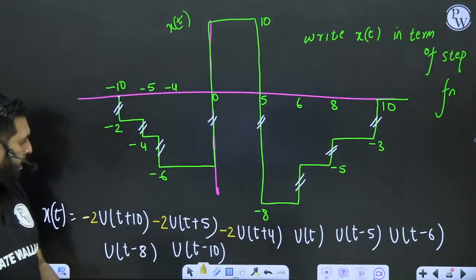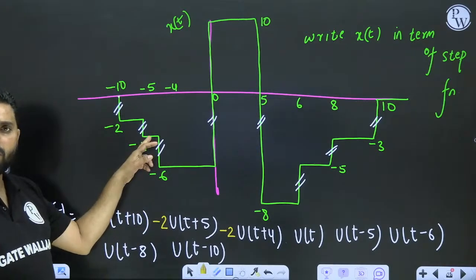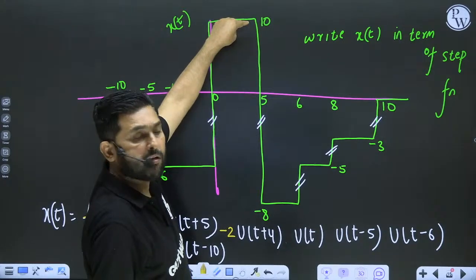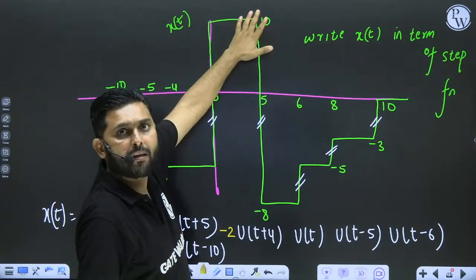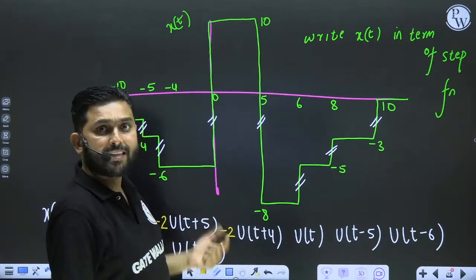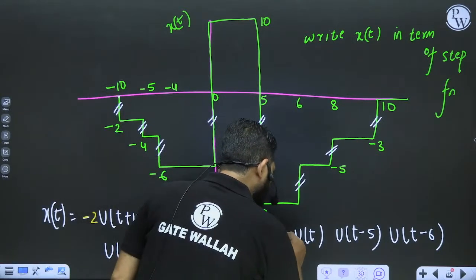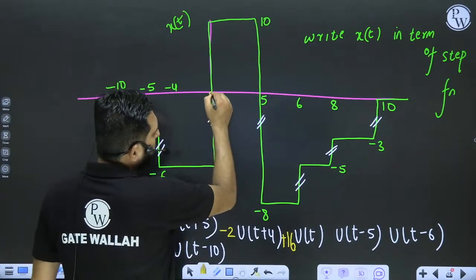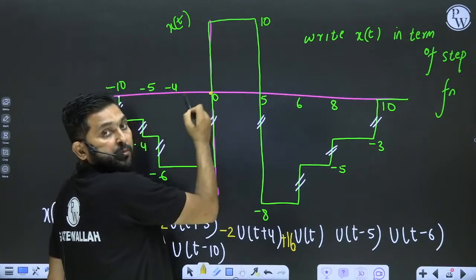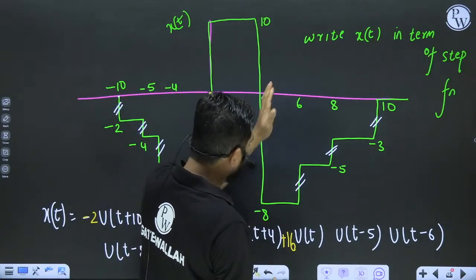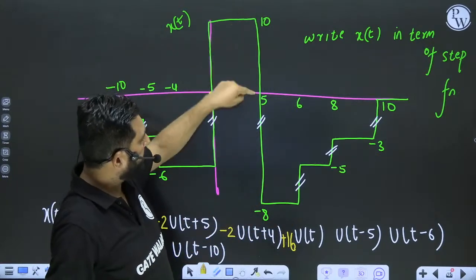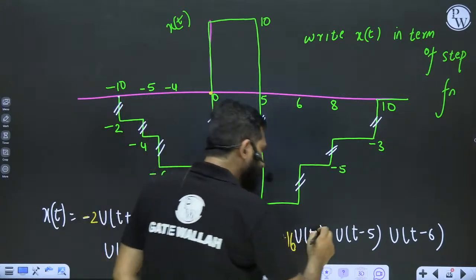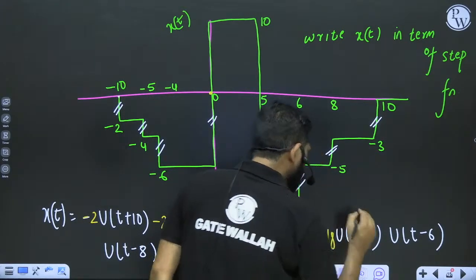Upper value minus lower value. See, what is the upper value? Minus 6, lower value is minus 4. Minus 6 minus minus 4 becomes plus 2. At 0, the upper value is 10 and the lower value is minus 6. 10 minus minus 6 becomes plus 16. At the next point, after the value is minus 8 and before the value is 10. Minus 8 minus 10 is minus 18.